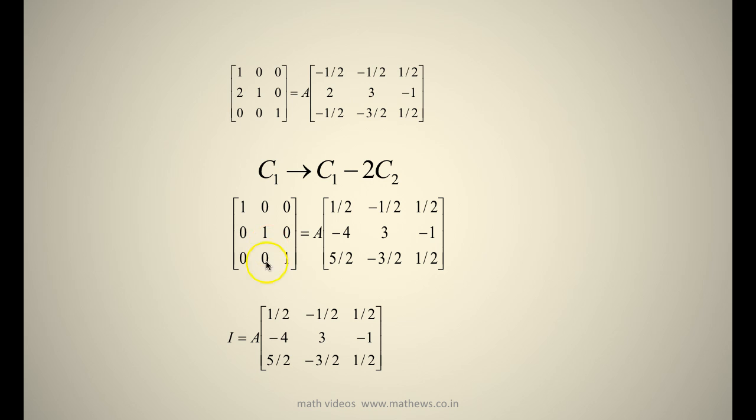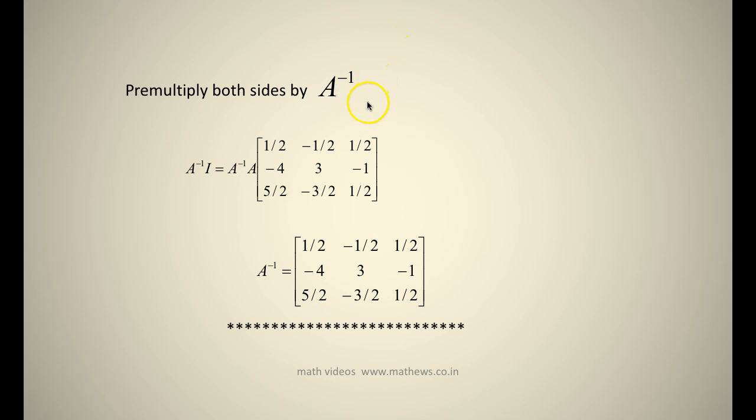So we have the identity matrix here. So identity matrix is A into this matrix. Now we pre-multiply both sides by A inverse. So A inverse into I would be A inverse A into this matrix. So A inverse would give you this matrix which we have just found.